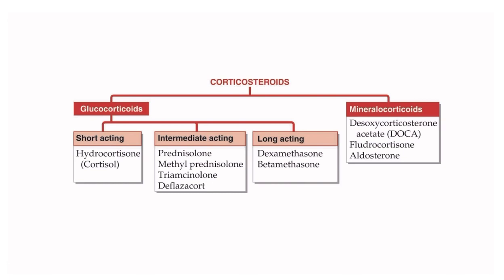Let us first see the classification of corticosteroids. Corticosteroids can be divided into glucocorticoids and mineralocorticoids. And in glucocorticoids there are three groups: short-acting, intermediate-acting and long-acting. Prednisolone falls in the intermediate-acting group. The short-acting is hydrocortisone and long-acting is dexamethasone and betamethasone.